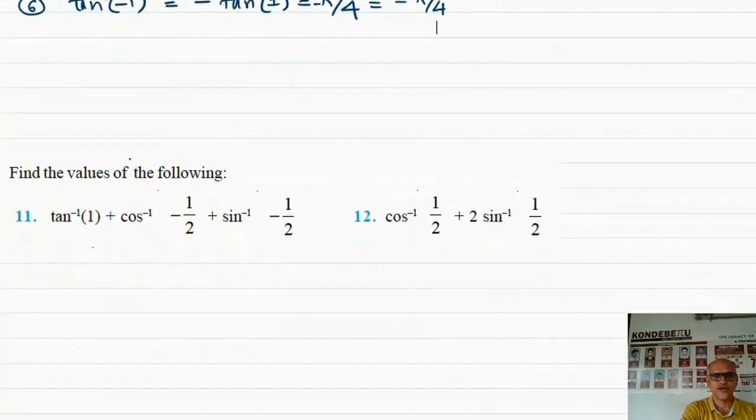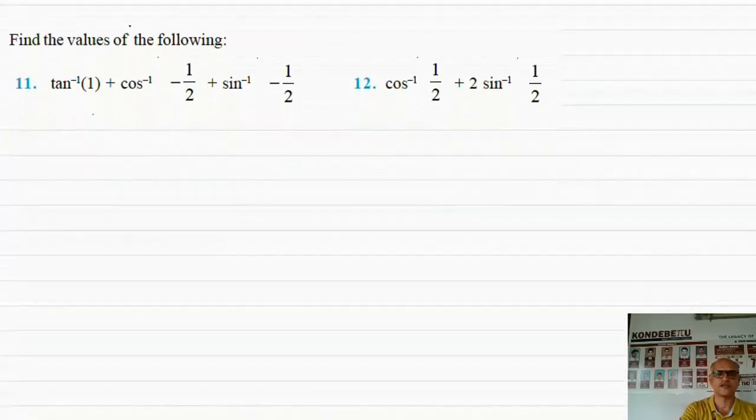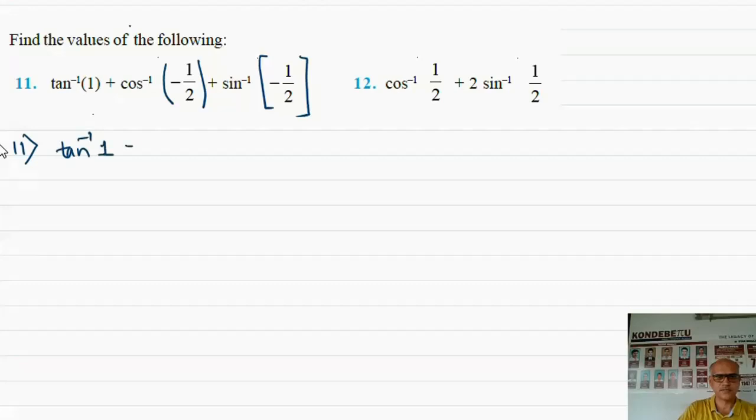So you are required to find the values of the following. First, tan inverse 1 plus cos inverse minus 1 by 2. I will put a bracket. Then sin inverse minus 1 by 2. So first we will see 11. I will keep tan inverse 1 as it is. Plus cos inverse minus is there. If there is minus inside the cos, then we write it as pi minus cos inverse 1 by 2. If minus comes inside sin inverse, we directly write the minus outside. So minus sin inverse 1 by 2.